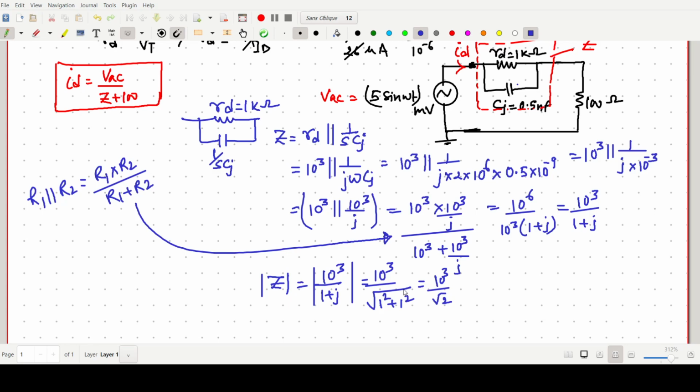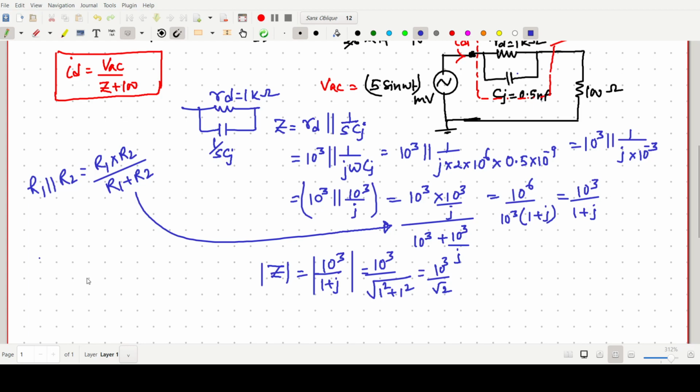Okay, so Id is, so I am writing here, I am taking some different color. Id equals to VAC by Z plus 100 from this circuit. We have considered these two impedances as Z. So Z plus 100. This one is the process of how to solve such questions.